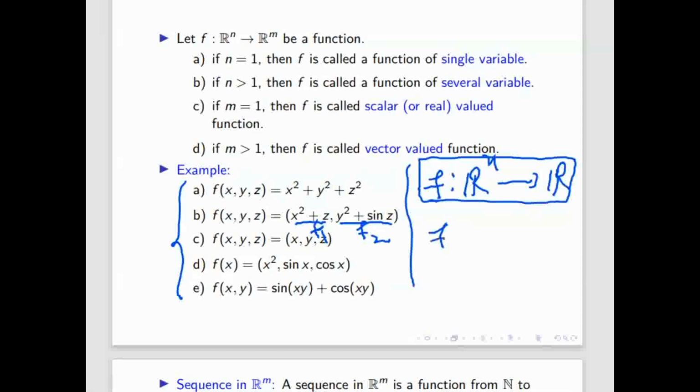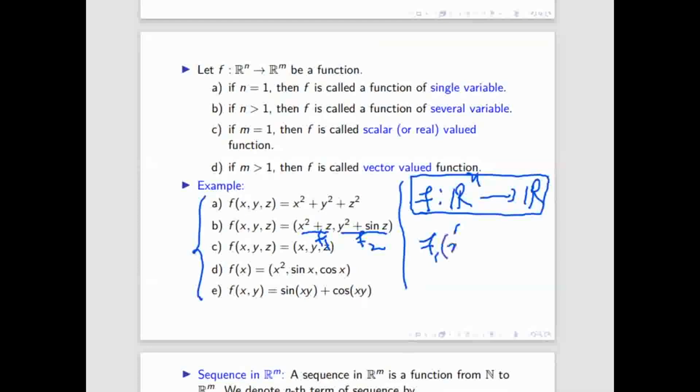In this example, what is f1? It is a map from R3 to R1. So I'm writing the f1 definition. f1 maps (x, y, z) to x squared plus z. This is f1. f2 maps (x, y, z) to y squared plus sin z.